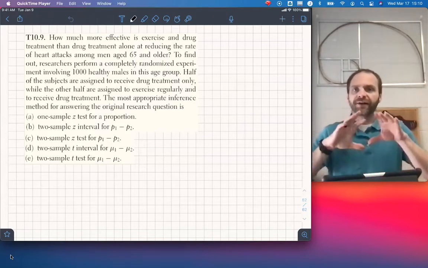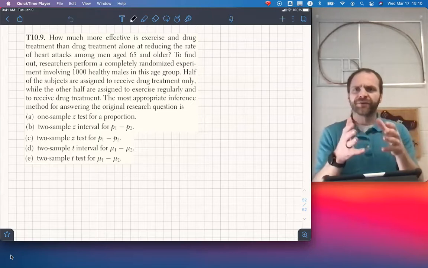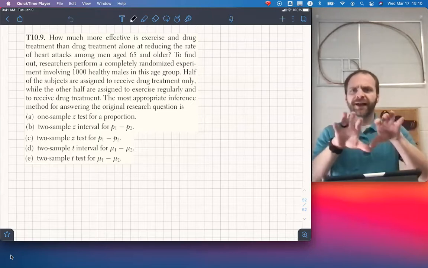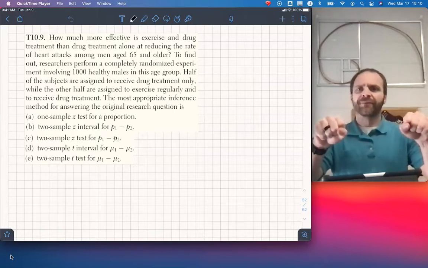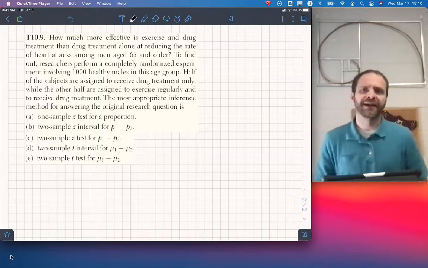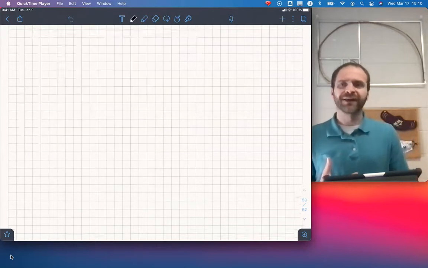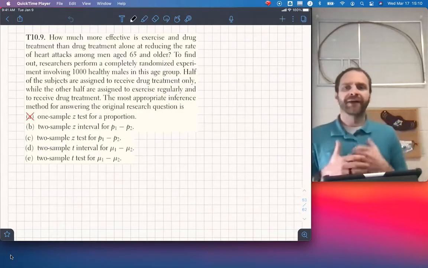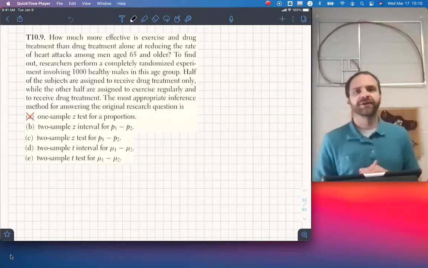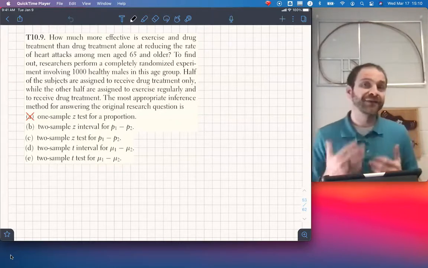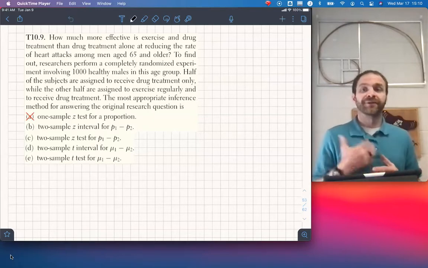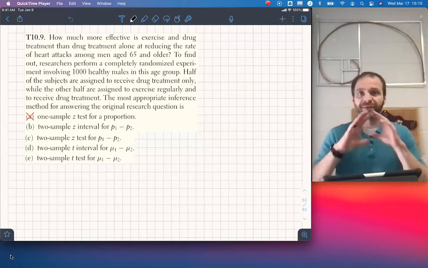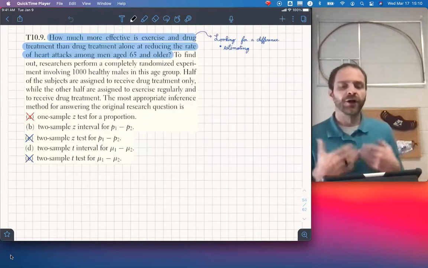Well, I have a population of 1,000 men, and I am splitting them and giving half of them one thing and half the other, and I'm looking at, is one more effective than the other? That sounds like we're doing a 2-sample. So I know for sure it's either B, C, D, or E because I'm doing a 2-sample. Now I have to figure out, is it a 2-sample interval? Is it a 2-sample test? And that's where I'm going to focus first. Am I dealing with an interval or am I dealing with a test?